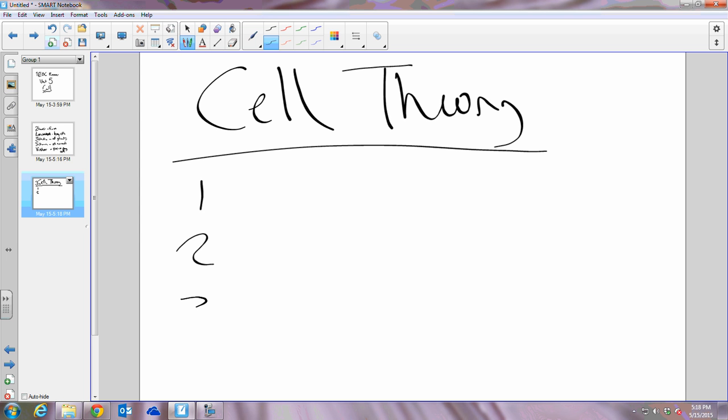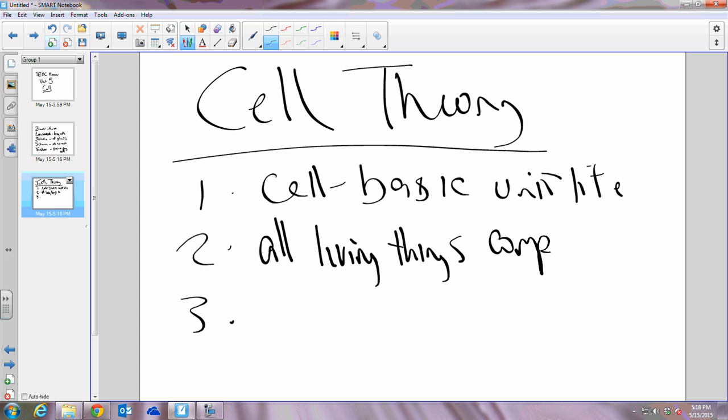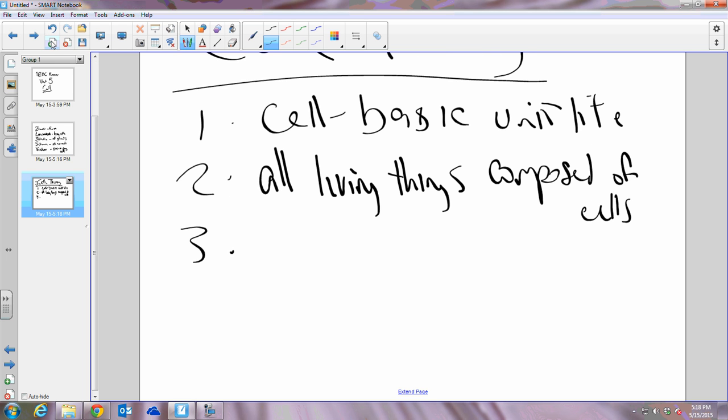These men and their work came up with this idea of the cell theory, which has three basic ideas. Cells are the basic unit of life, the smallest unit of life. All living things are composed of cells, and all new cells come from pre-existing cells.